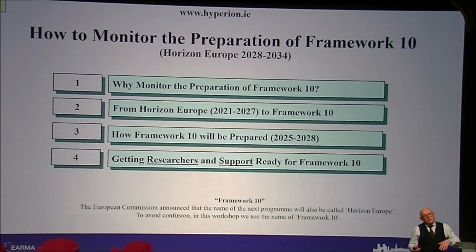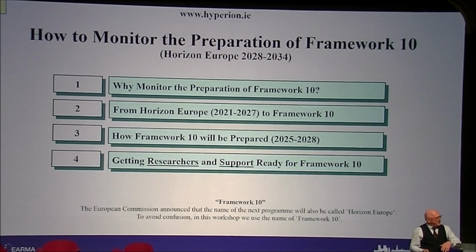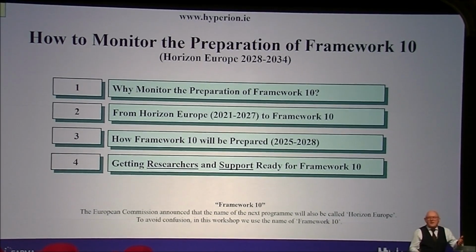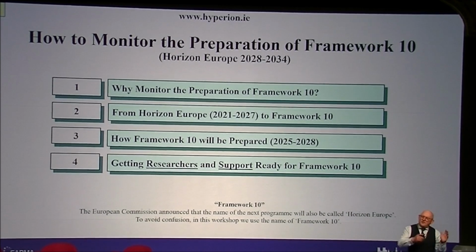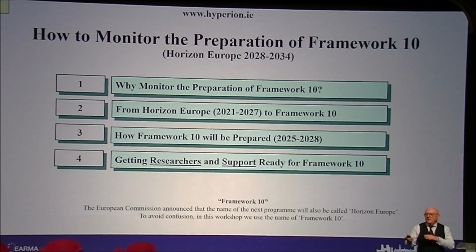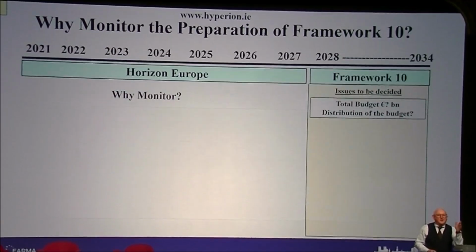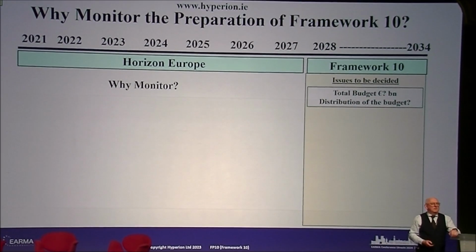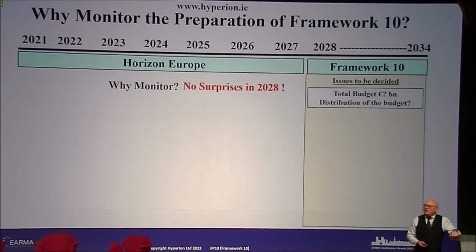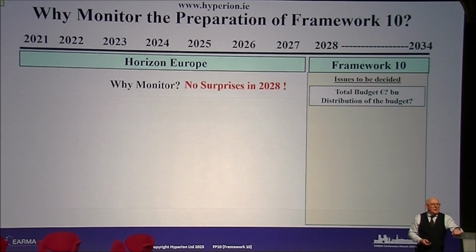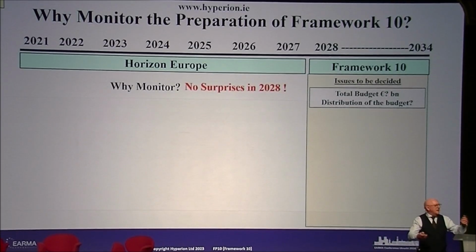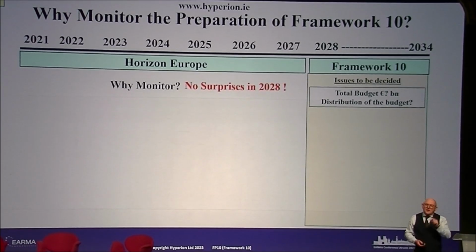Now, the next program is going to be called Horizon Europe, but it's the 10th framework program. So to avoid confusion between the current Horizon Europe and the next one, let's call the next one Framework 10. So why monitor? Very, very simple. No surprises in 2028. You don't want to wake up and say, what the hell does that question mean? Right?